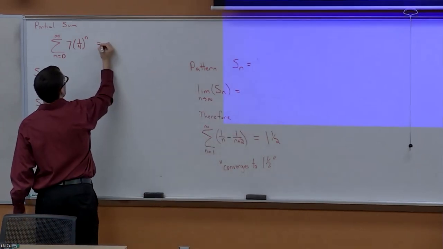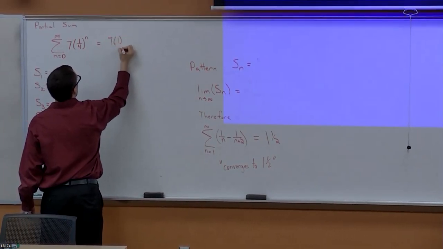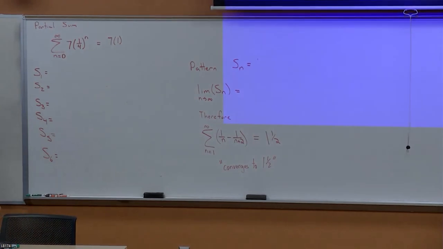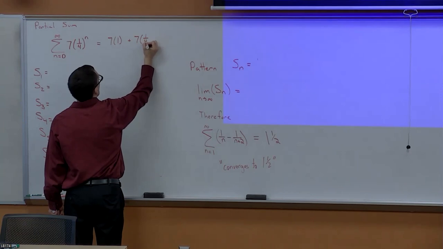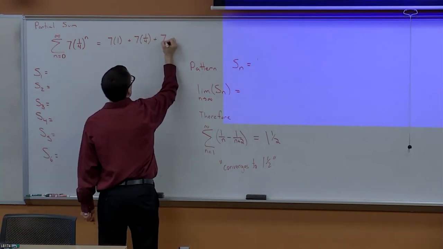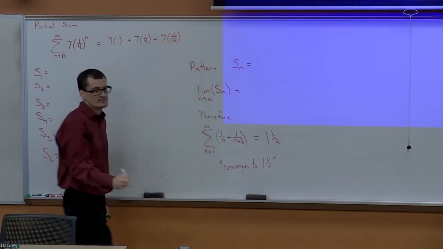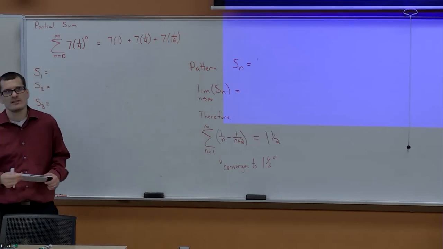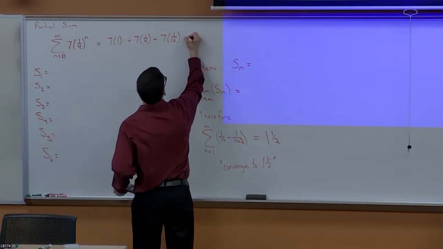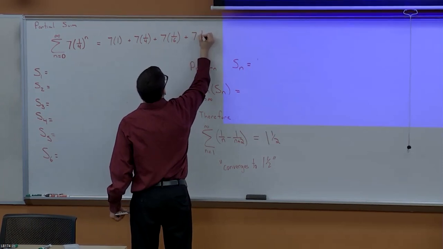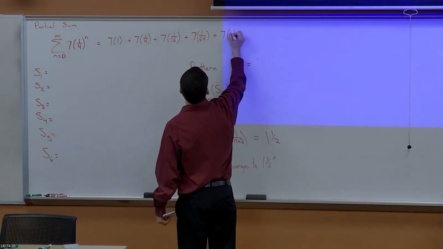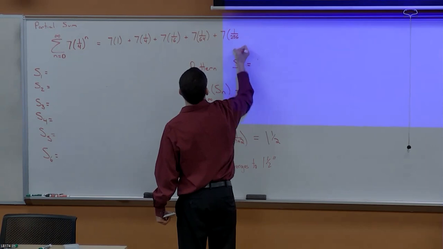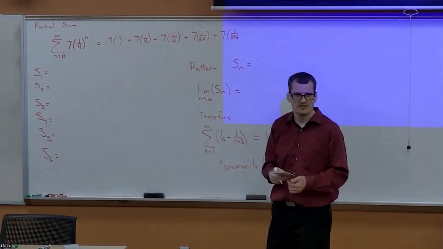All right. So when n is 0, 1/4 to the 0 power is 1. So we get 7 times 1. When n is 1, we get 7 times 1/4. When n is 2, we get 7 times 1/4 squared, which is 1/16. Then 4 times 16, 64. So it's 7 times 1/64. That's 256, I believe. Just multiplying by 4 in the denominator each time, right?